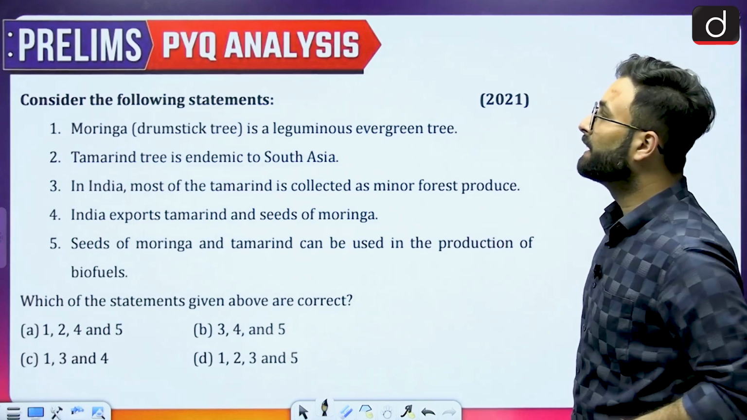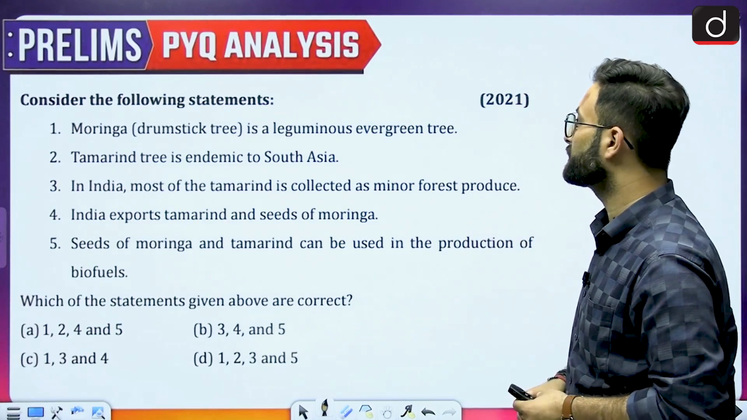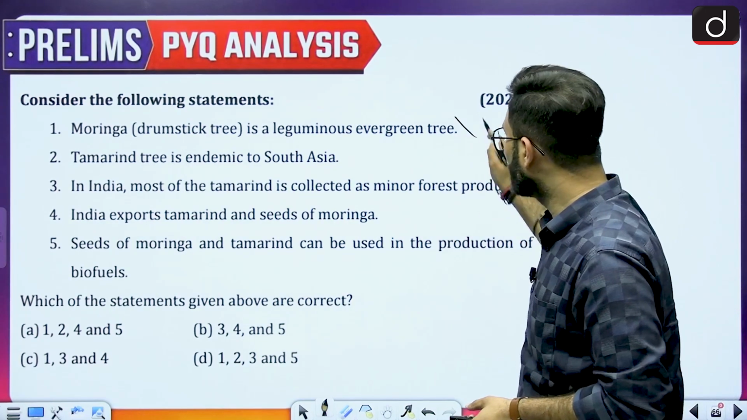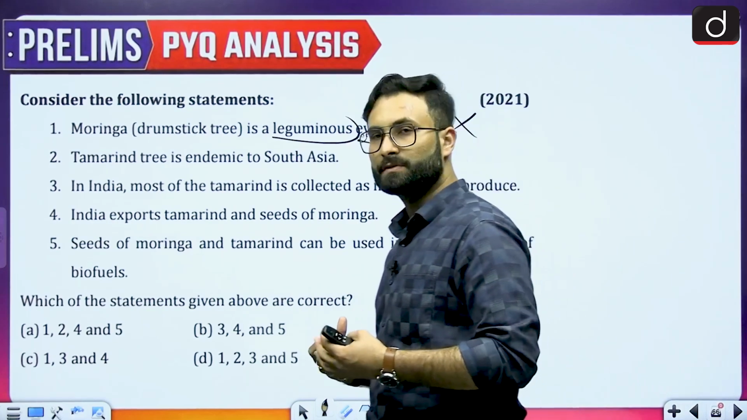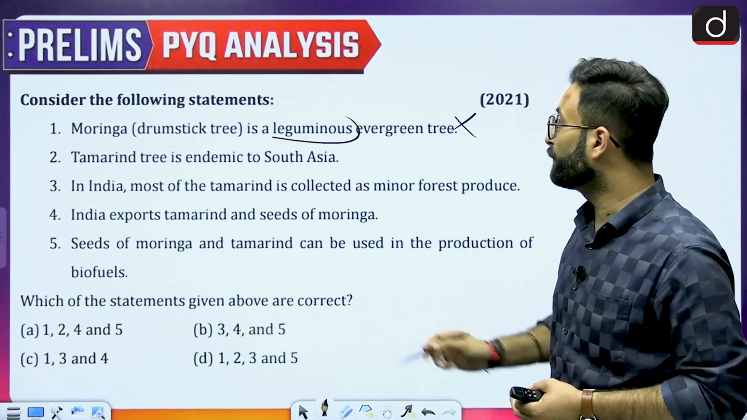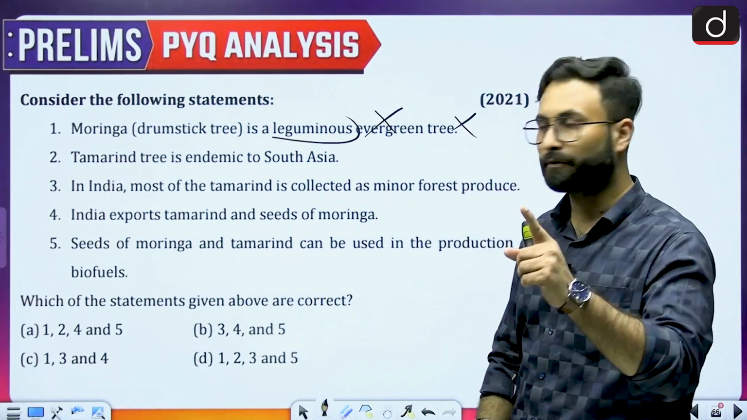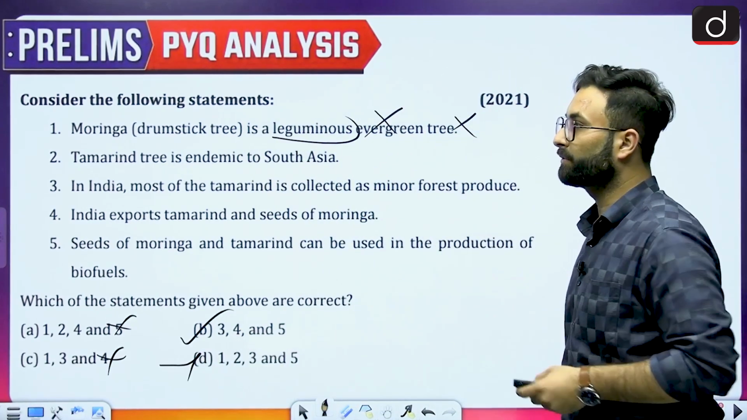Now moving further, consider the following statement: moringa drumstick tree is a leguminous evergreen tree. Now this is not a leguminous tree. Leguminous trees are the ones where there is a bacteria which is fixing the nitrogen. So that is not one of them. So one is gone over here. If you eliminate the first one, Option B is your right answer, 3, 4 and 5.